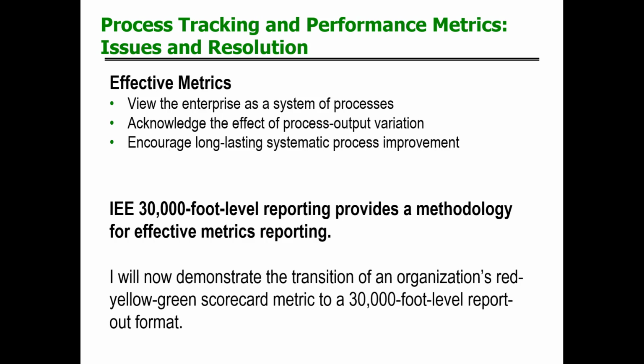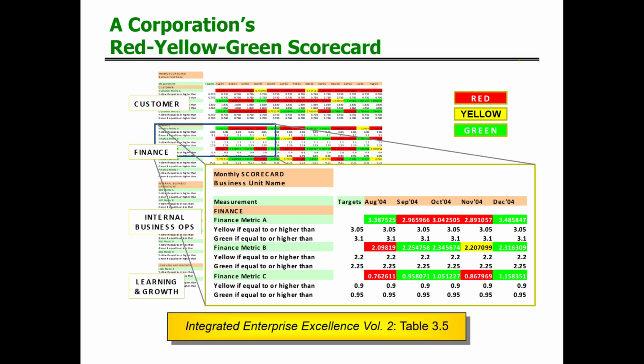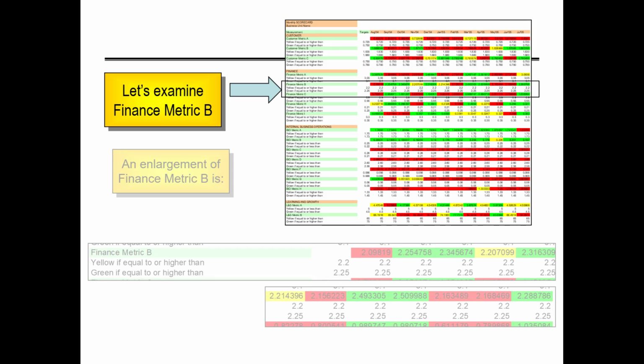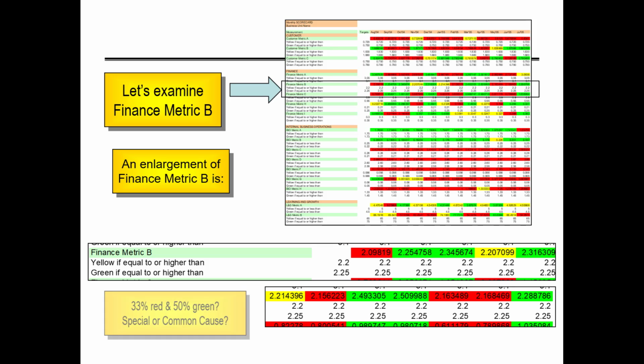I'll now demonstrate the transition of an organization's red, yellow, green scorecard metric to a 30,000 foot level reporting format. This is an actual red, yellow, green scorecard that an organization had. Let's examine finance metric B. If we look at this metric report-out, we'll see that there's 33% red and 50% green. Now the question is, are these measurements special or common cause?